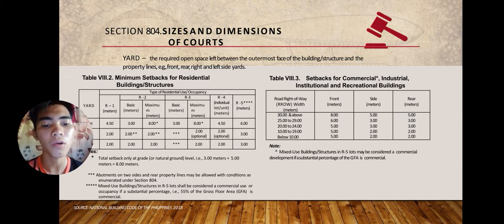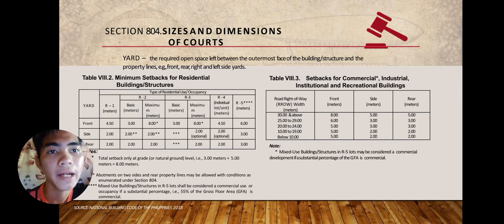All inner courts shall be connected to a street or yard either by a passageway with a minimum width of 1.20 meters or by a door through rooms. So it is 1.20 meters minimum width. The yard requirement is the open space left between the outermost face of the building structure and the property lines, front, rear, right, and left side.